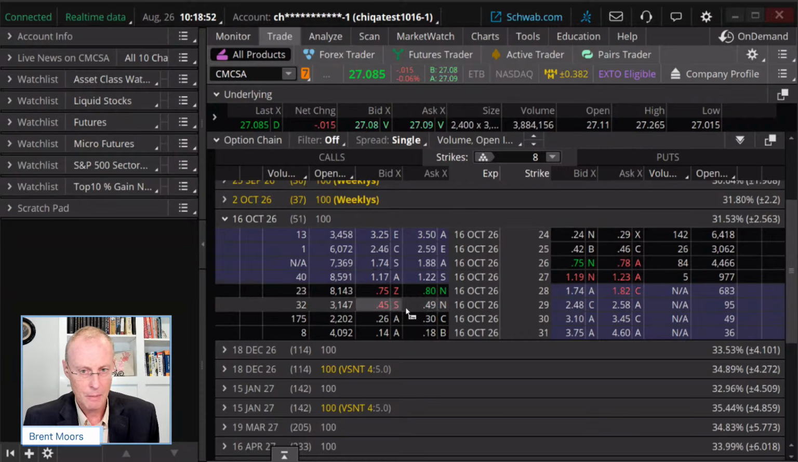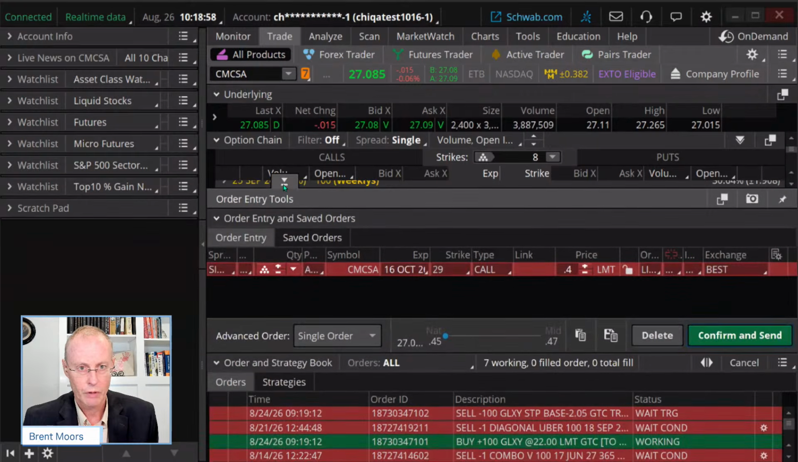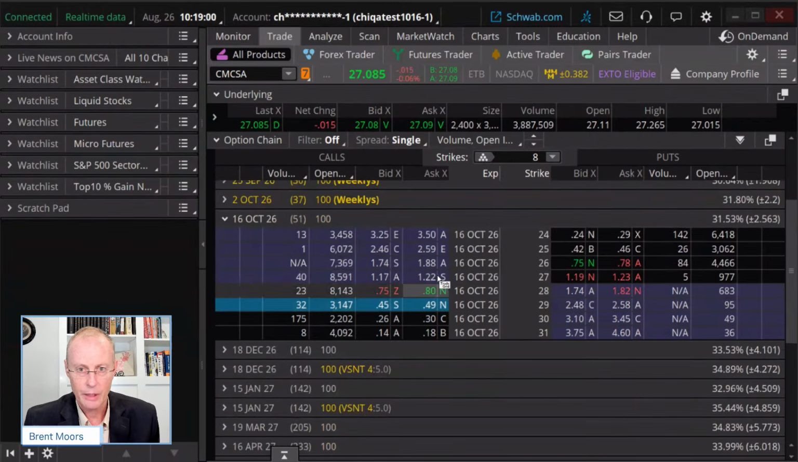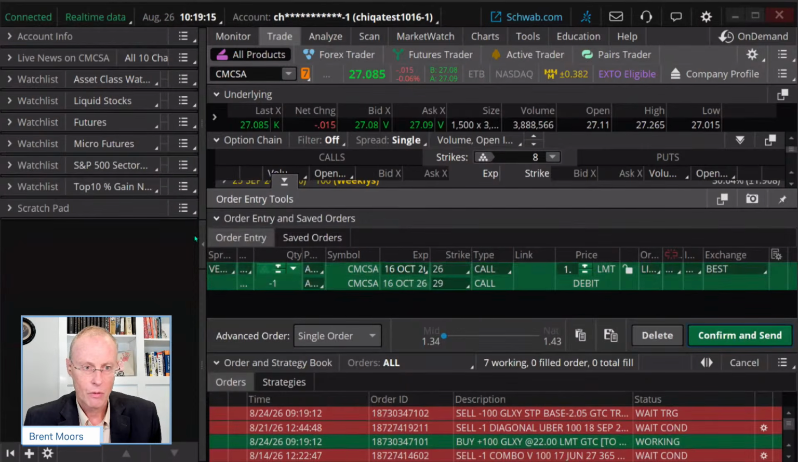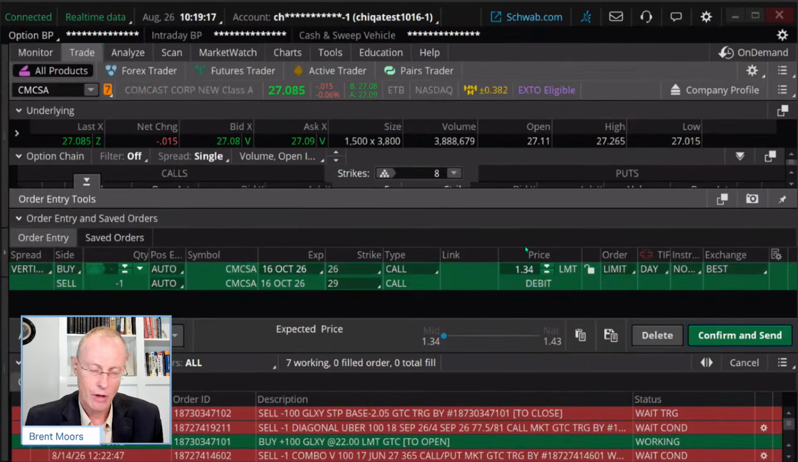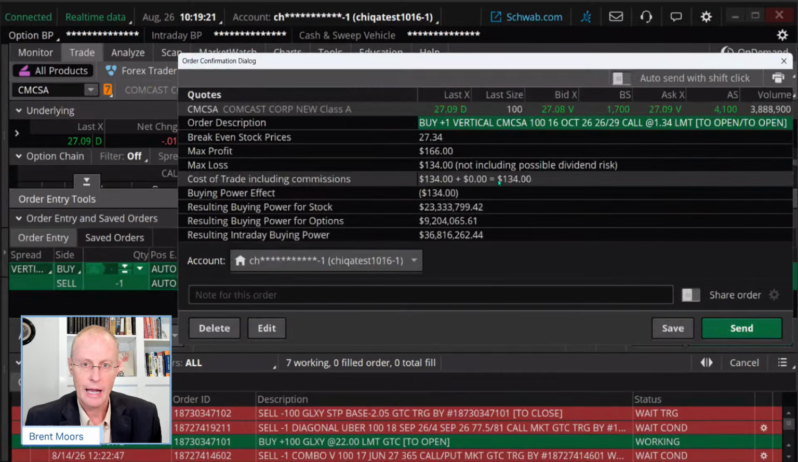So double check my bid-ask spread. That's going to be my short contract. I'm just going to click on that. Then I'm going to go to my 26. This is the level I think it's going to stay above. We could do 27 if we want, but I'm going to do 26. I'm going to hold down my control key and click on that, and as I look at it, I have a long call vertical spread here. I can click on confirm and send, and I can look.